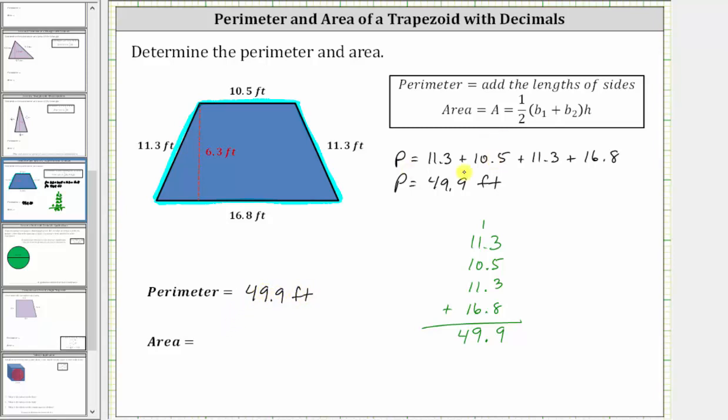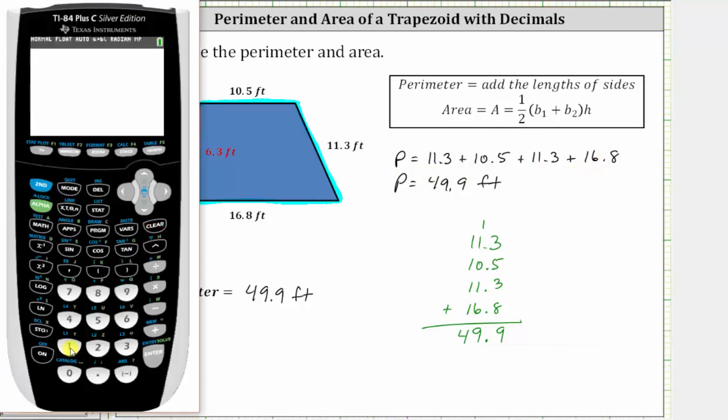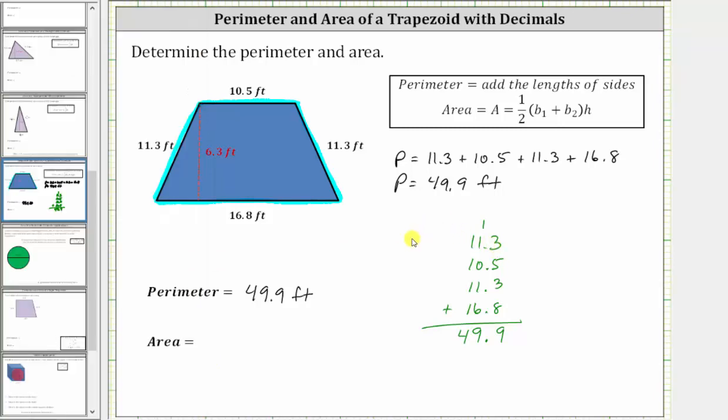Before we determine the area, let's check this sum on the calculator. We have 11.3 plus 10.5 plus 11.3 plus 16.8. Enter, which does verify our result. And now let's work on determining the area of the trapezoid.